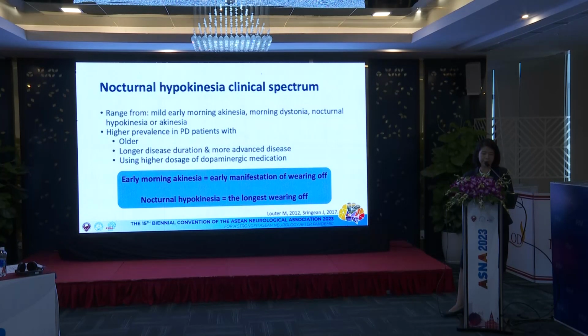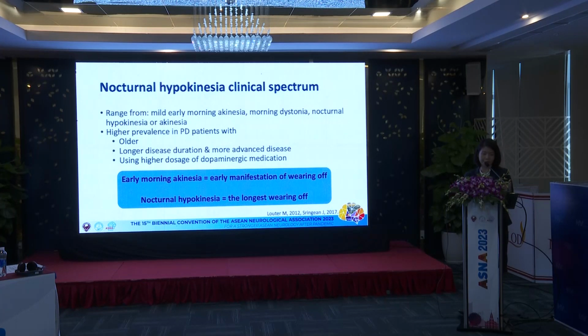The spectrum of nocturnal hypokinesia can range from mild symptoms to more severe, like pain or cramps during the night, mild early morning akinesia, difficulty turning in bed, or morning dystonia that usually involves the lower limb, and at the end stage they cannot move their body, which is called nocturnal akinesia. As you learned about wearing off during the day, the nighttime also has wearing off phenomena. The night is the longest period without medication, so nocturnal hypokinesia may be the longest wearing off of the day.